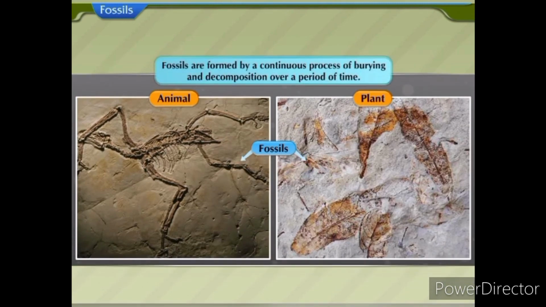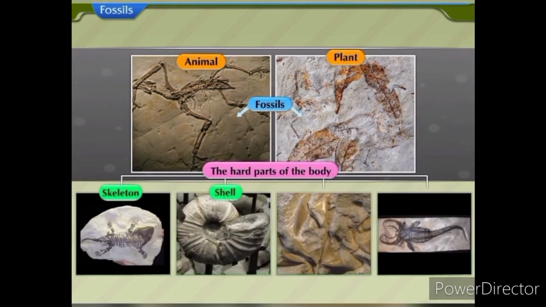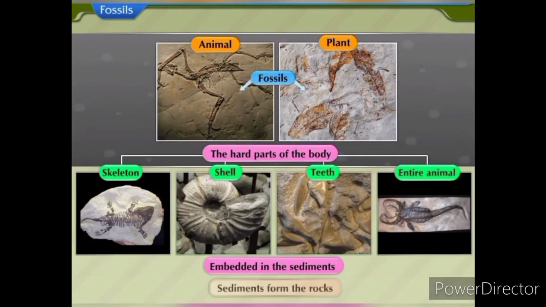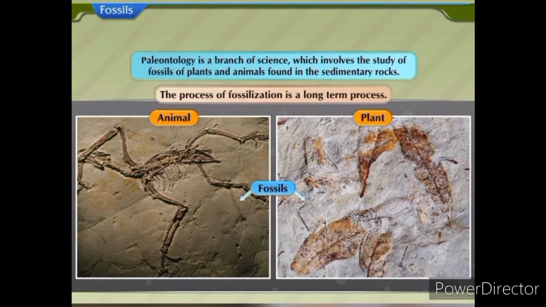Fossils are formed by a continuous process of burying and decomposition over a period of time. The hard parts of the body like the skeleton, shell, teeth, and occasionally the entire animal are found embedded in the sediments. These sediments form the rocks. Paleontology is a branch of science which involves the study of fossils of plants and animals found in the sedimentary rocks. The process of fossilization is a long-term process.